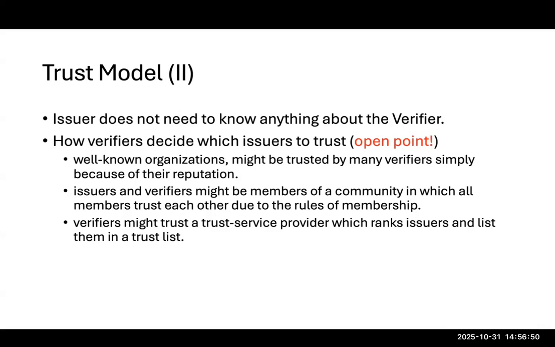Well-known organizations, for example, Polytechnic of Torino, may be trusted by many verifiers simply because of their reputation. Classical examples are a university, the government. Issuer and verifier might be members of a community in which all members trust each other due to the rule of membership.